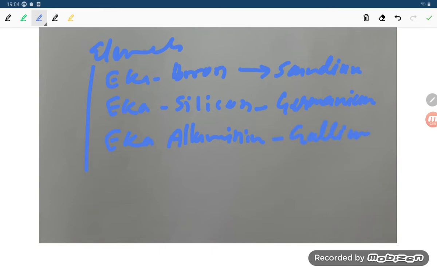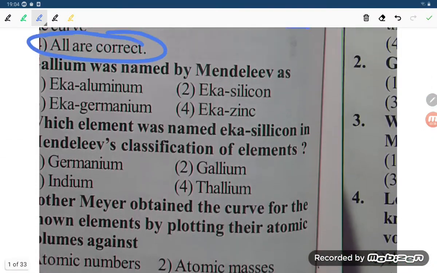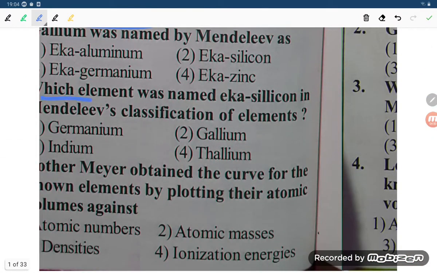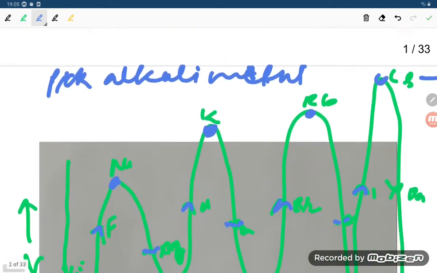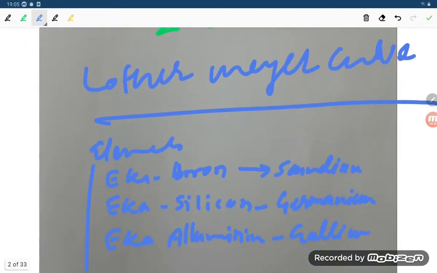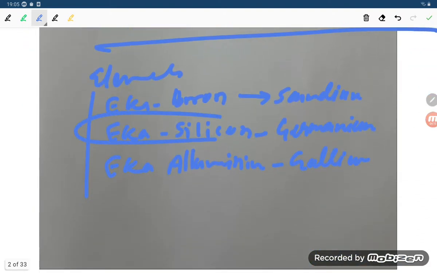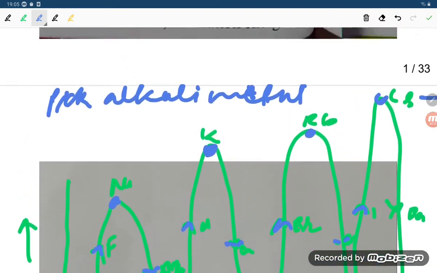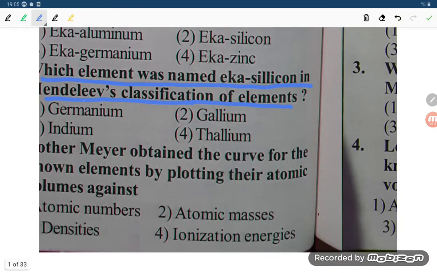So the option they are asking here is which element was named Eka silicon in Mendeleev's classification. Eka silicon means germanium. Germanium, which option number is it, student? Option A is the correct option.